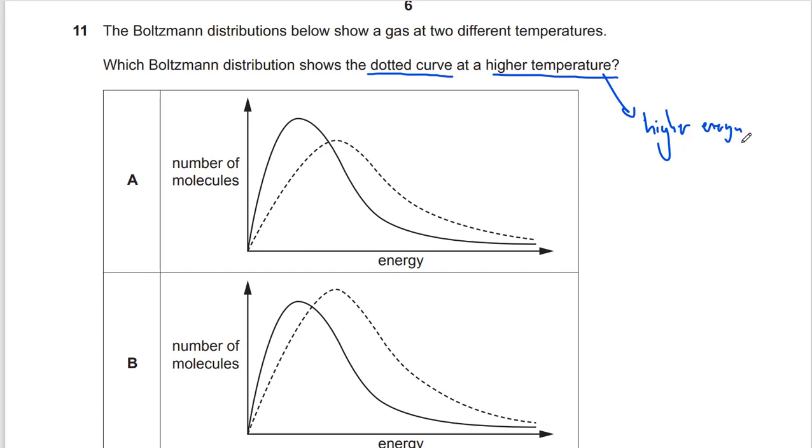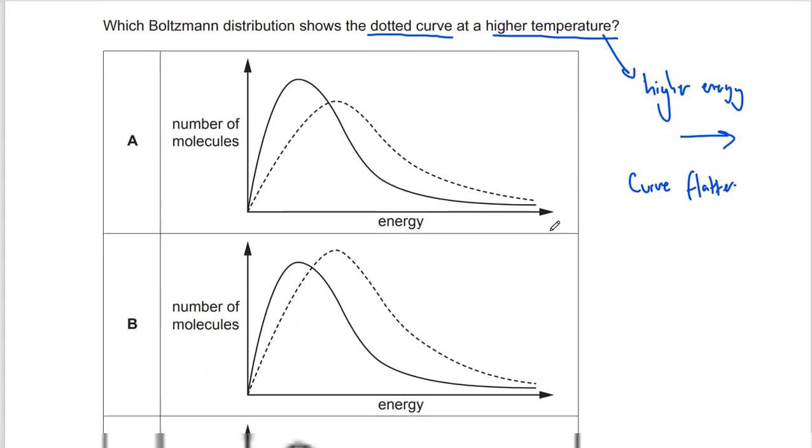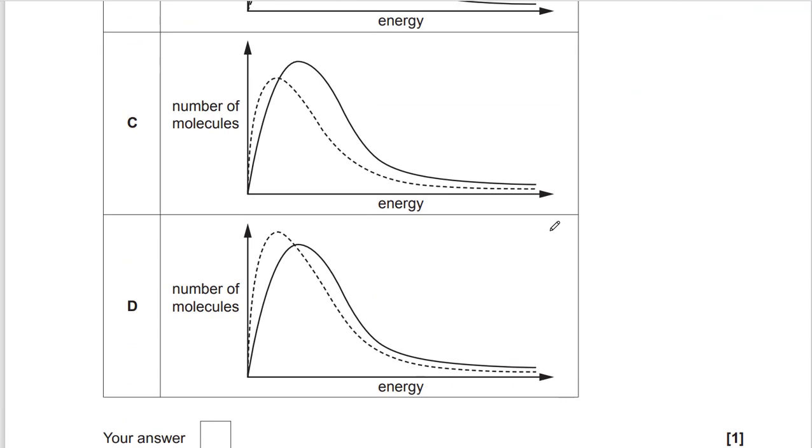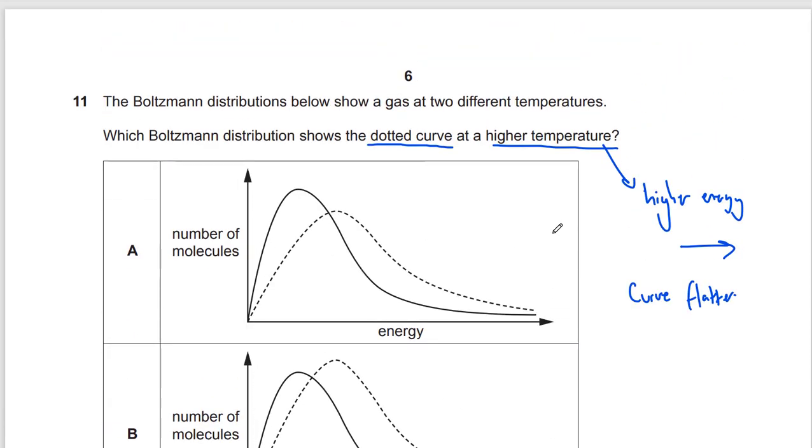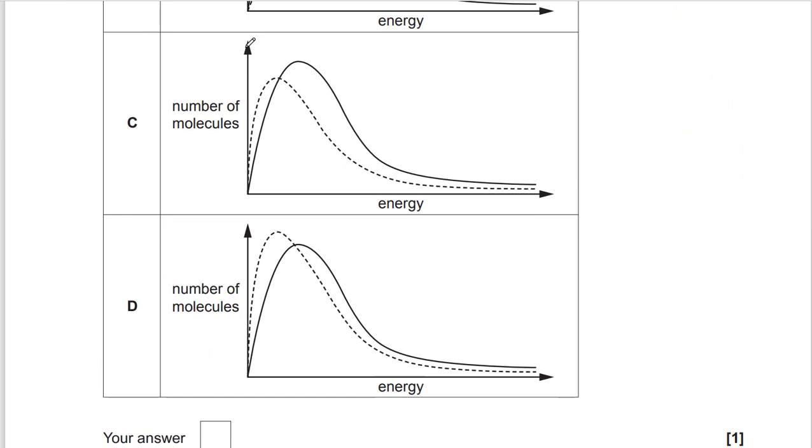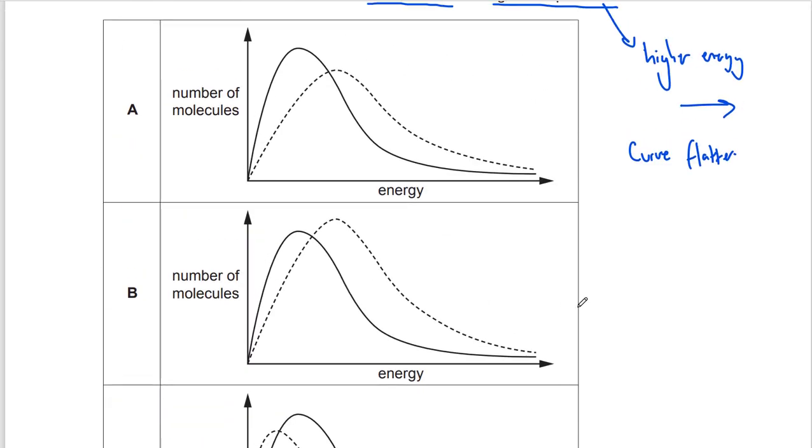Okay, so that's quite straightforward, isn't it? Higher temperature means more energy, so the curve should shift to the right. And because more particles have more energy, the curve should be flatter. So we're looking for a flatter curve, not a flat curve, where the energy is further to the right. So we can rule out C and D immediately because the curve is further to the left, which means lower energy, so that's not good. So it's either A or B.